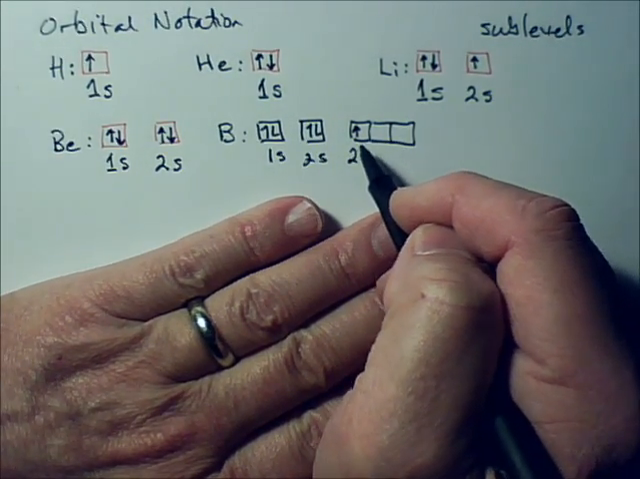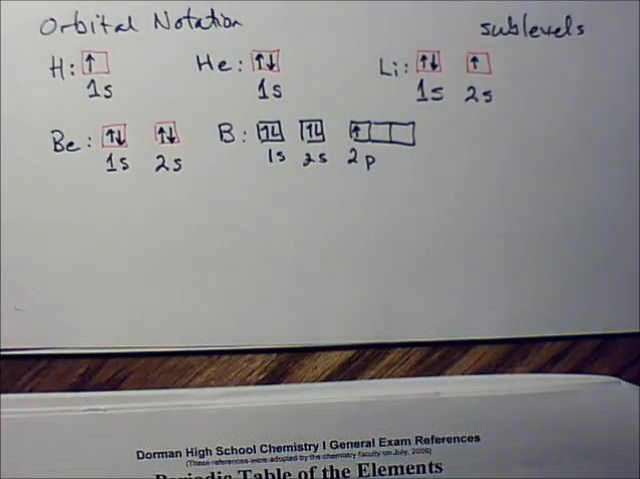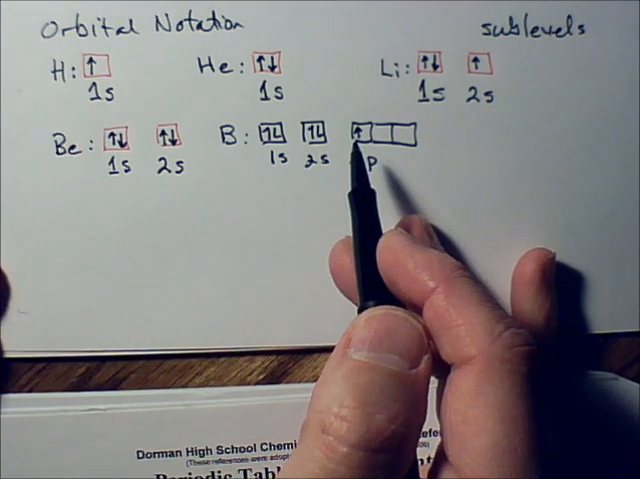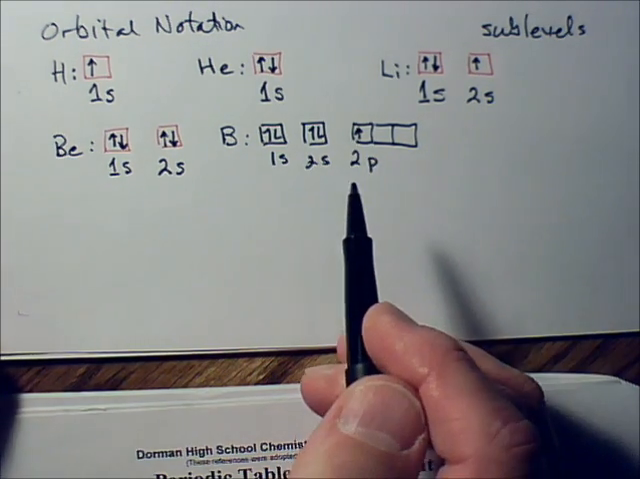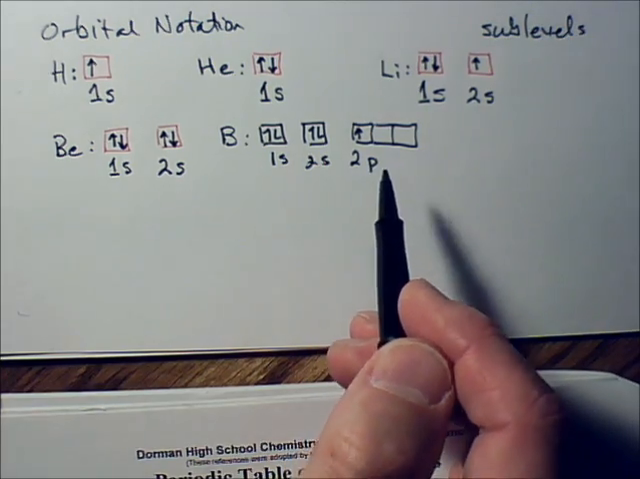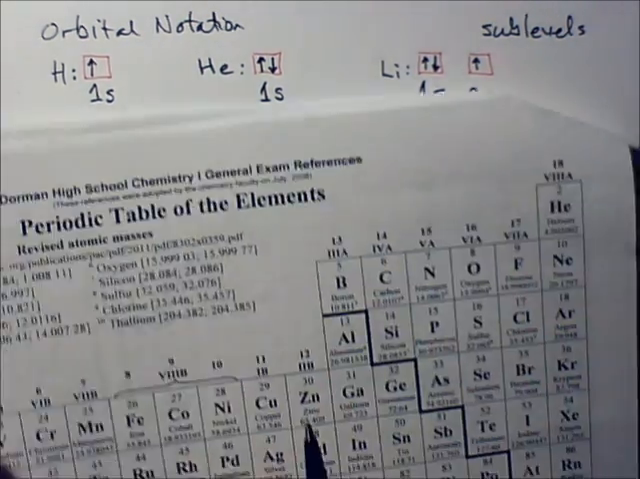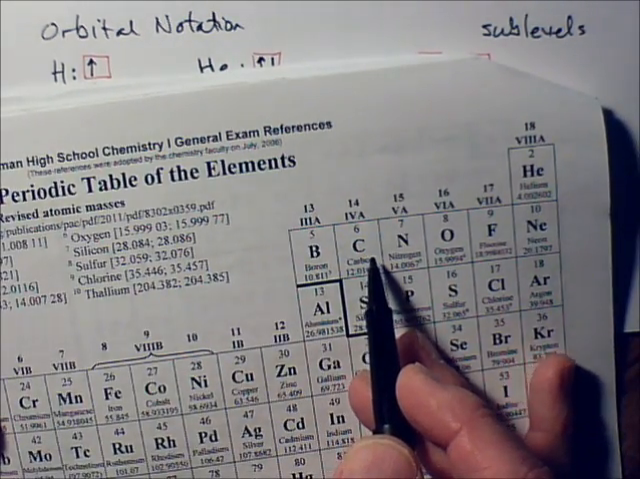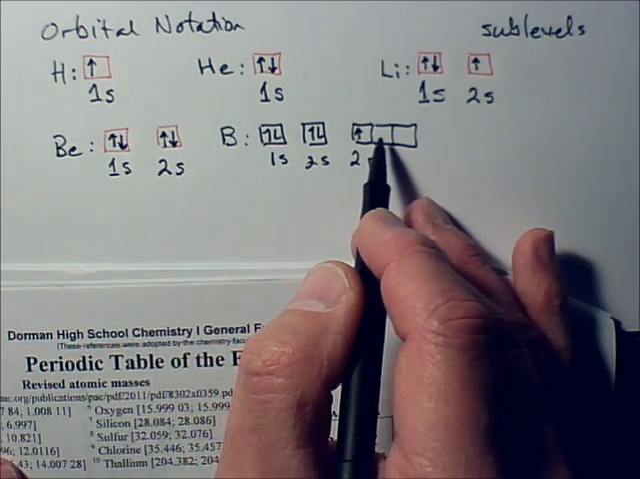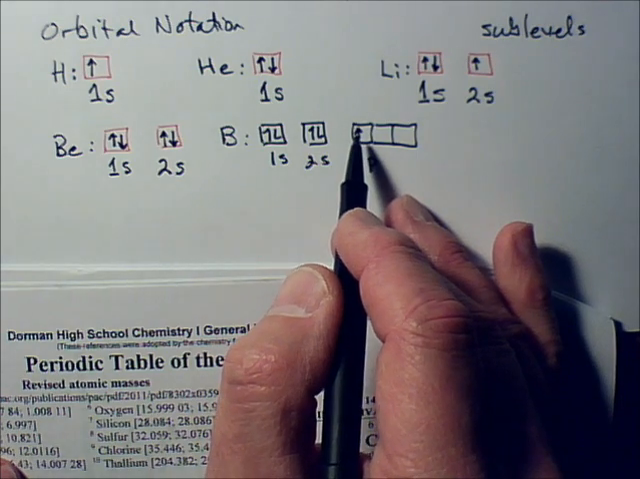All right, so boron is there. Now, electrons can become entangled. I can get 2 electrons in the same orbital. But if they don't have to, they won't. Okay? If they don't have to, they won't. So, when we get to carbon, this next electron in the P sublevel is going to choose to be in a different orbital and not in this orbital.